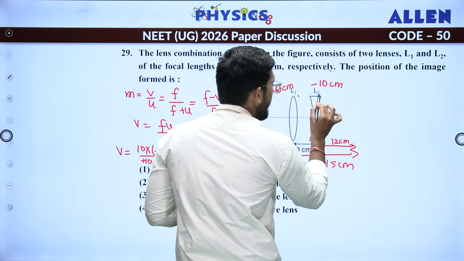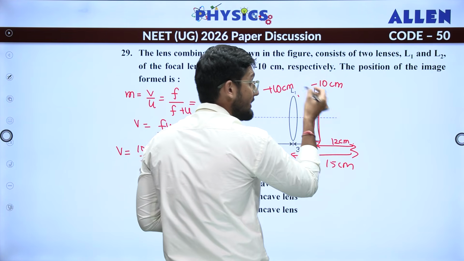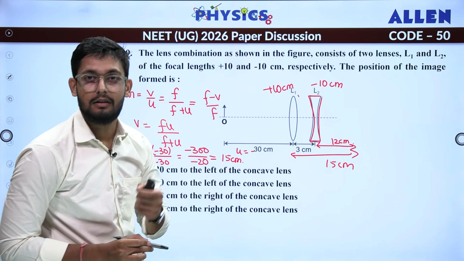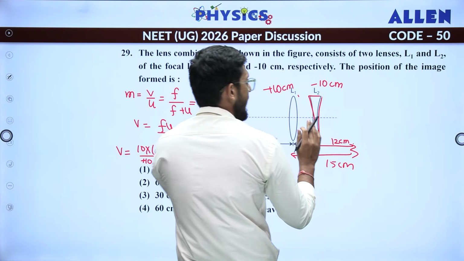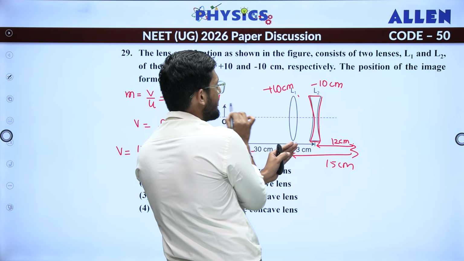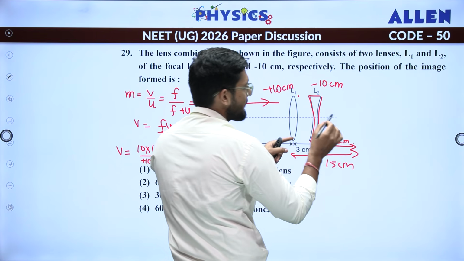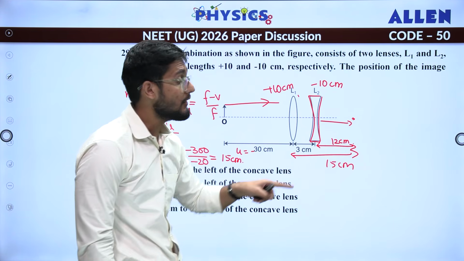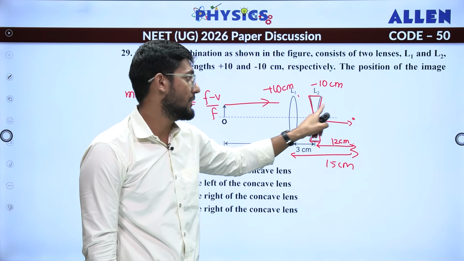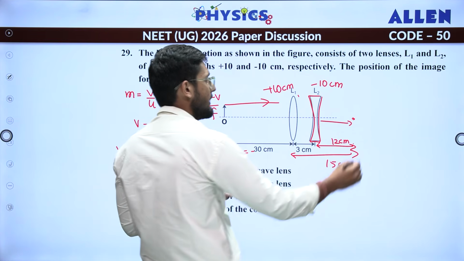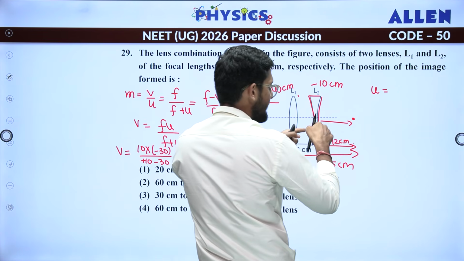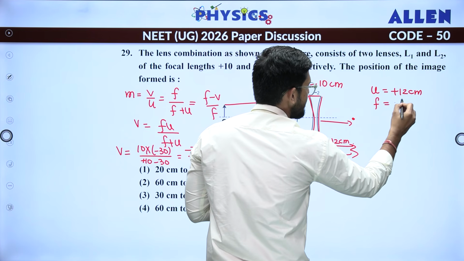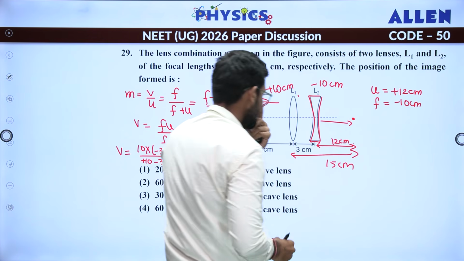Right. Now for the second lens, this distance will be the object distance. As the light ray is coming from this side, this is the direction of light, and this is the distance of the object. So this will behave as the virtual object for the second lens. That's why the value of U for the second part will be taken as plus 12 centimeters. F is minus 10 centimeters.